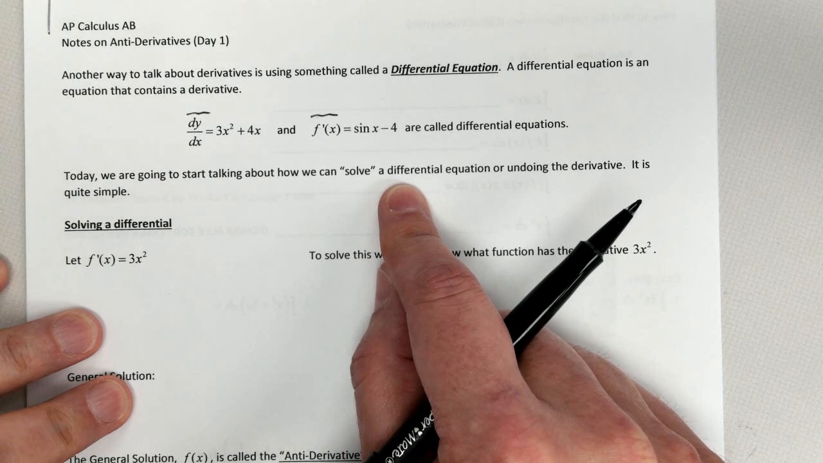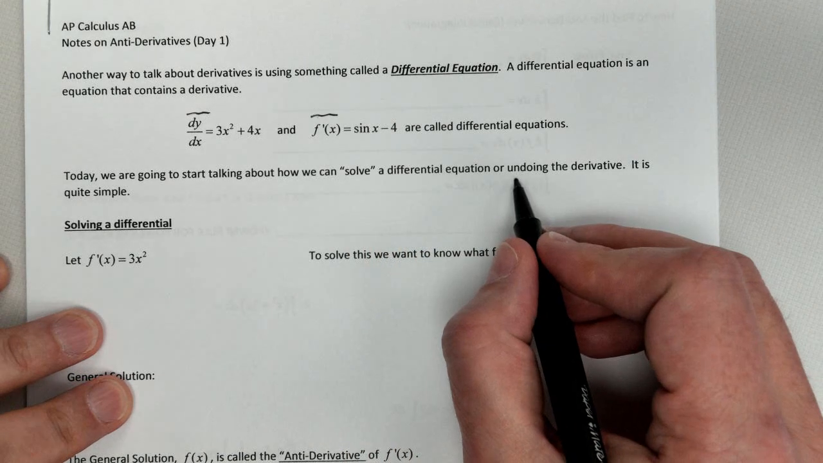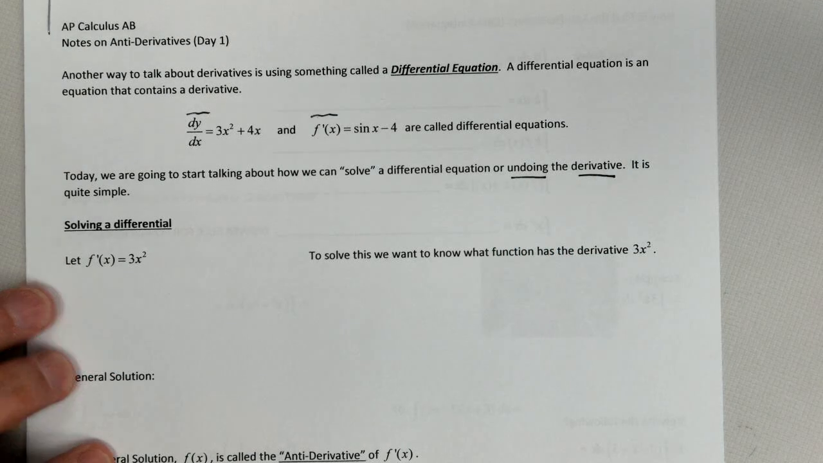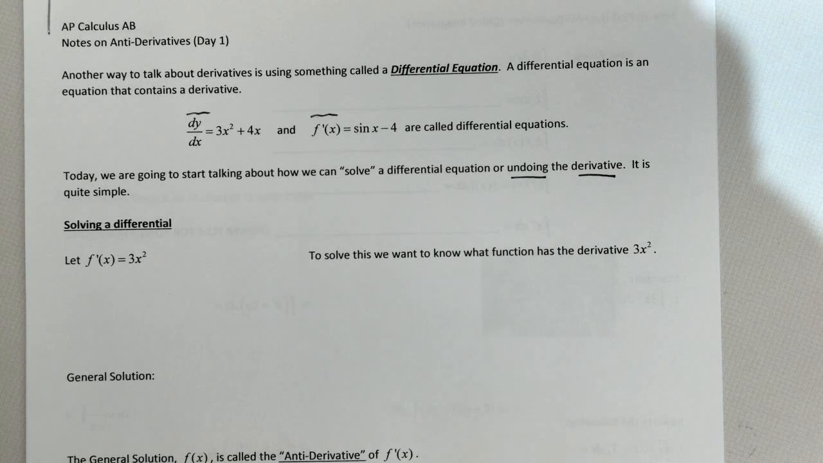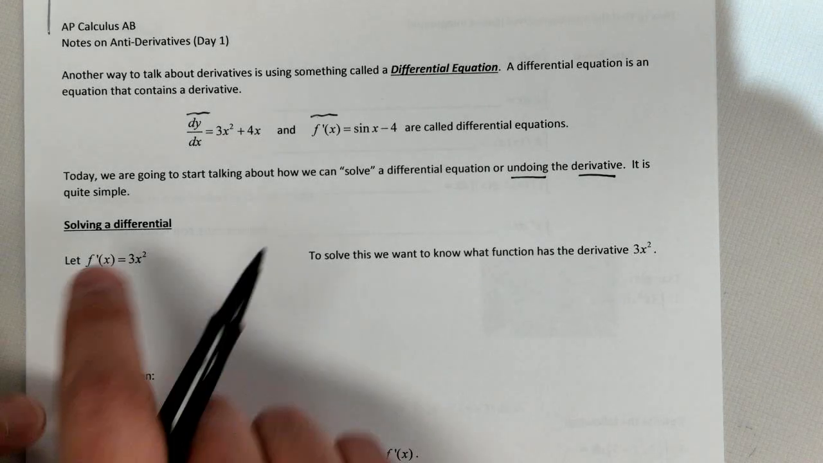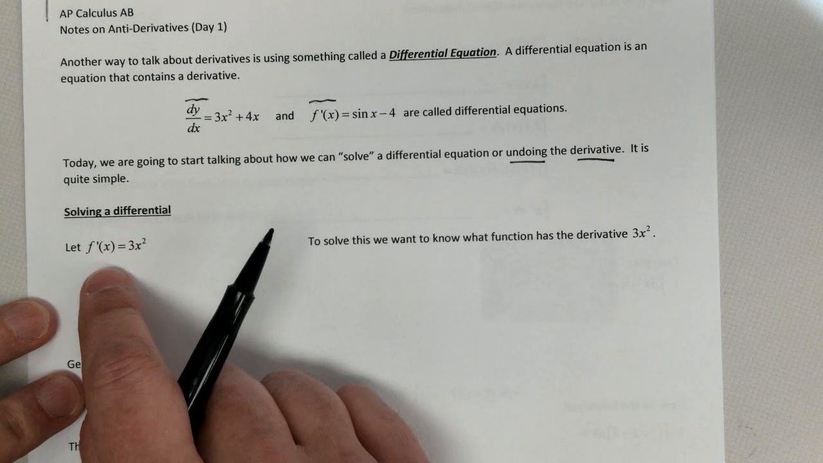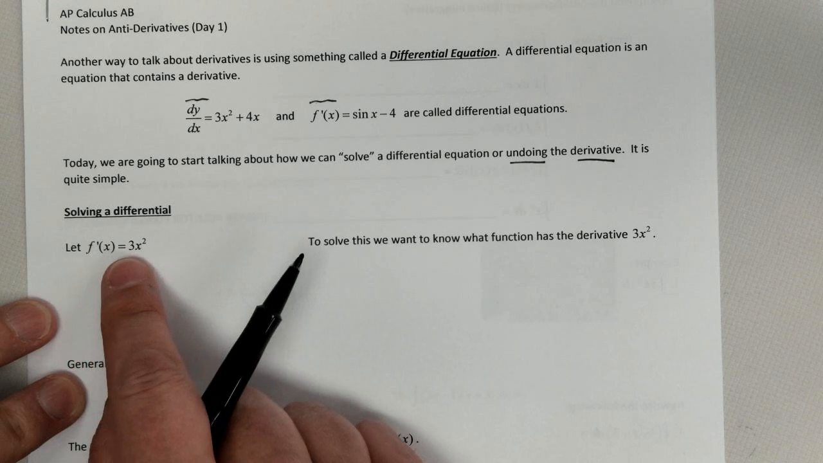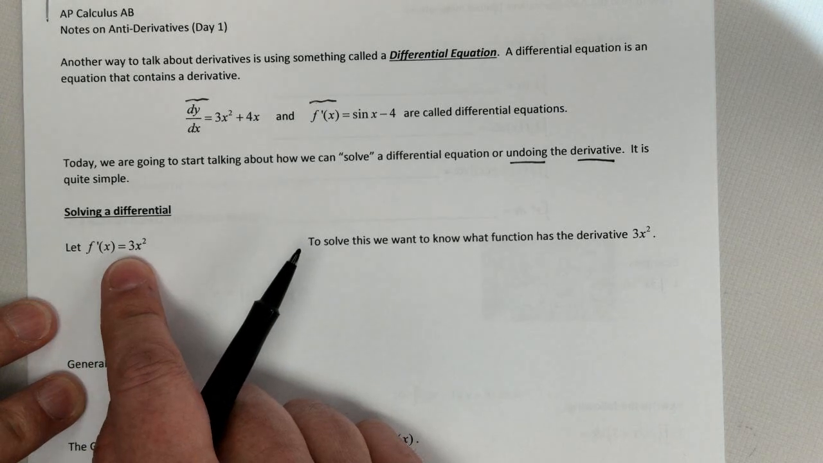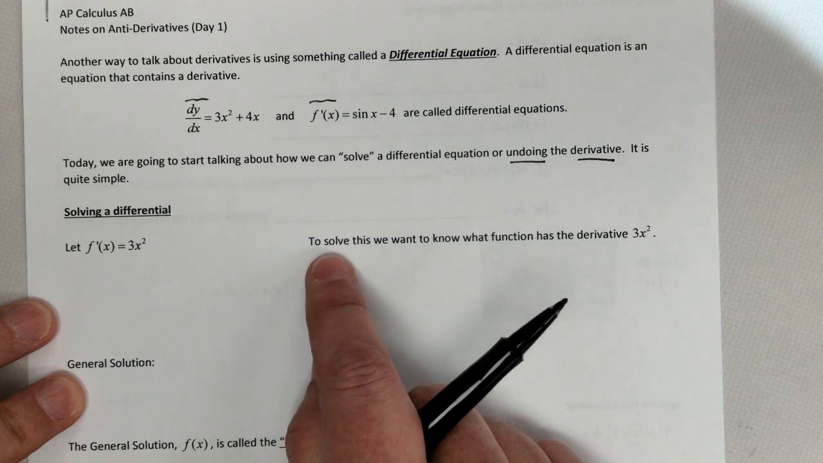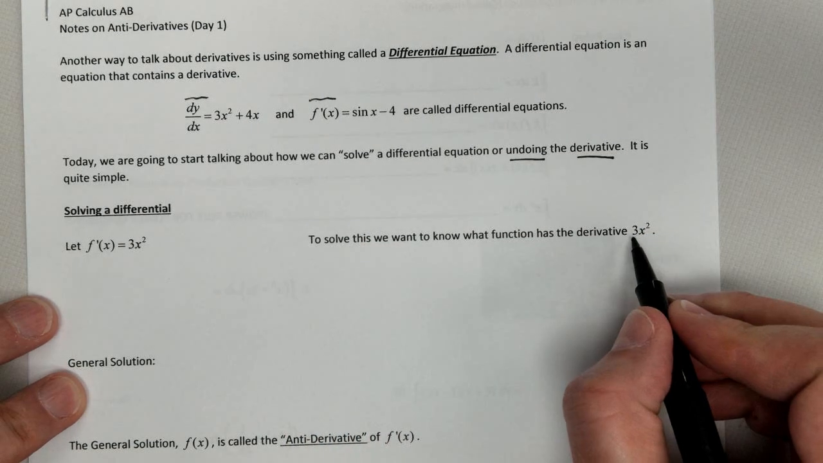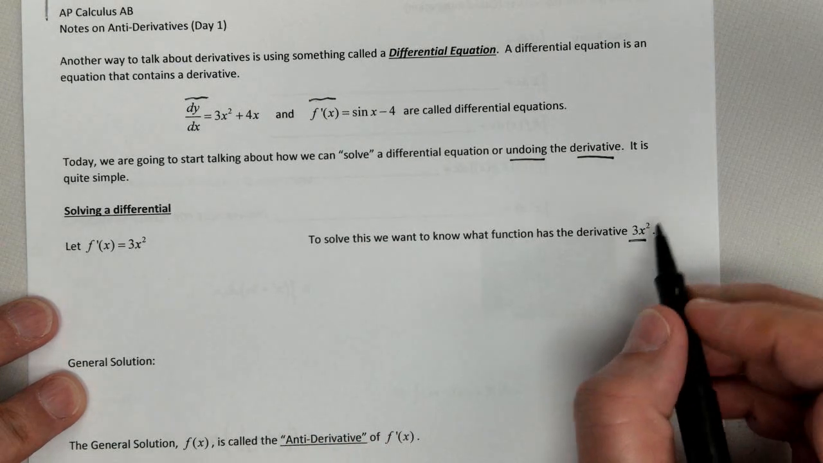To do this, we have to undo the derivative itself, and it is quite simple to do. So let's look at our first example. We want to solve the following differentials. Notice they're telling us the derivative of our function is 3x squared. To solve this, we want to know what function has the derivative 3x squared.